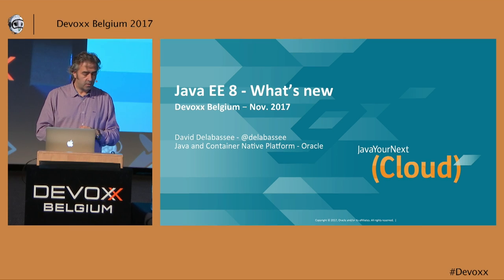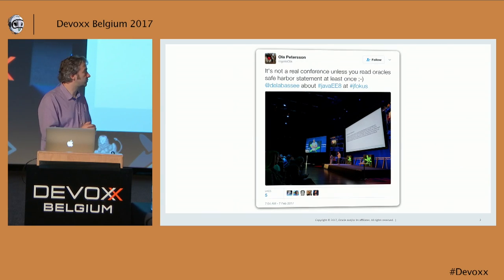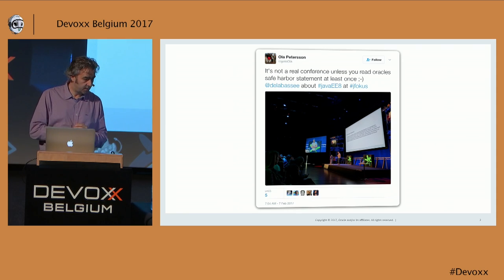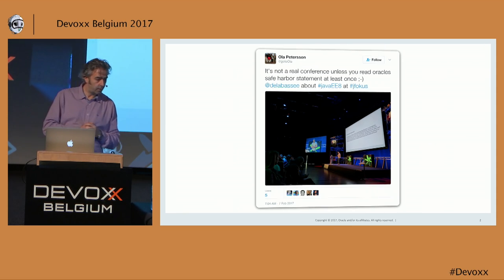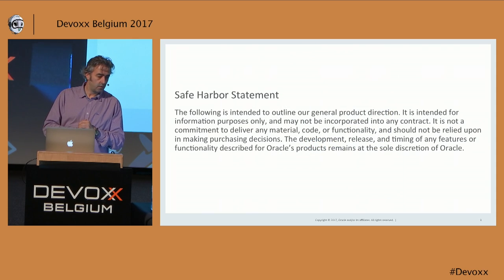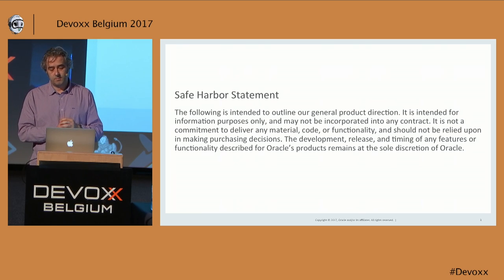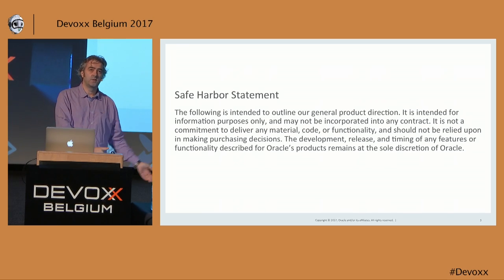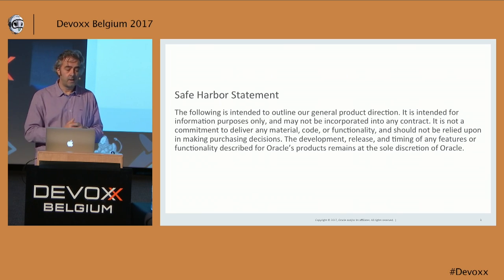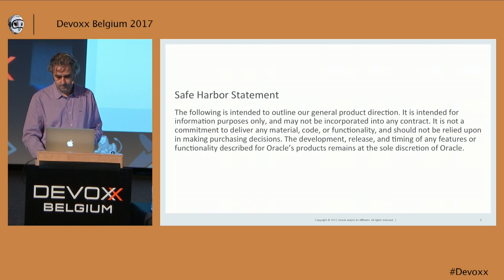So today I'm going to discuss Java 8. Before I do so, some logistics. This was me a few months ago at JFocus in Sweden, and someone in the audience said that it's not a real conference unless you read Oracle's safe harbor statement at least once. So please enjoy. You can try to understand what it says, but basically you shouldn't make any purchase decision based on forward-looking statements that I will make today. Java 8 is finalized and has been released, so we're on the safe side.